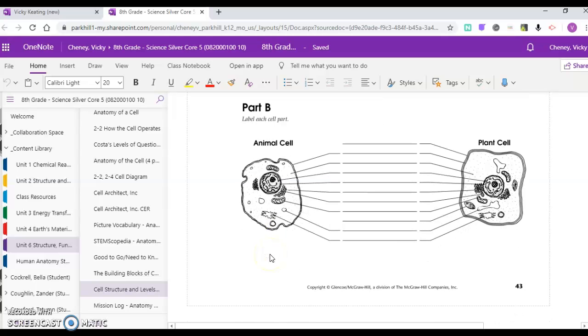When you scroll down, it says label each cell part. Your quiz is going to have pictures of the animal and the plant cell. First of all, you will need to know the difference between the animal and the plant cell. Second of all, you will need to be able to label these cell organelles.